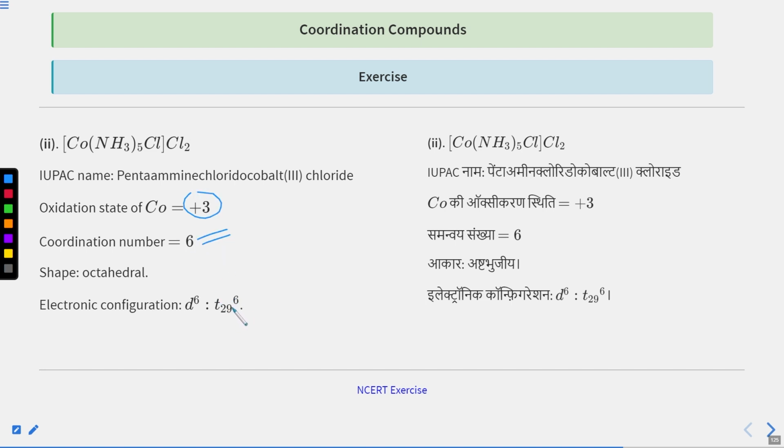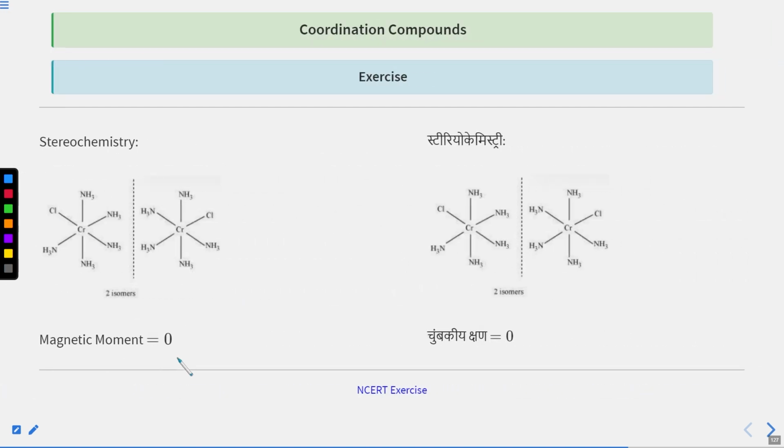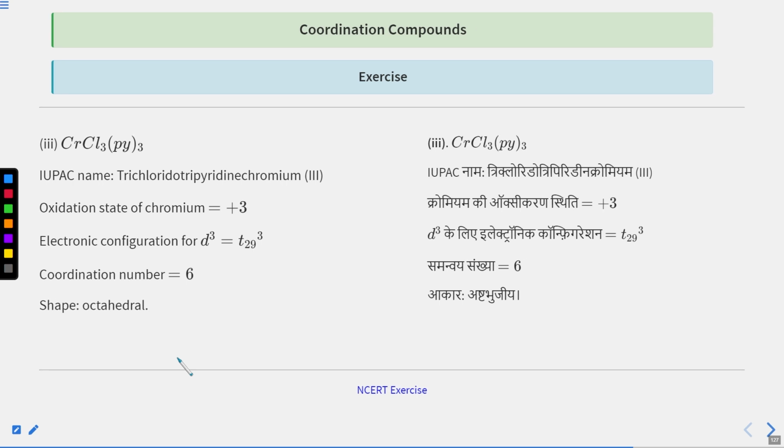So t2g6, all electrons are present on the downside. It was not t2g5, it is t2g6. As I have told you, it is plus 3 oxidation state, so it will be forming a strong field. Magnetic moment is 0, all electrons are paired.